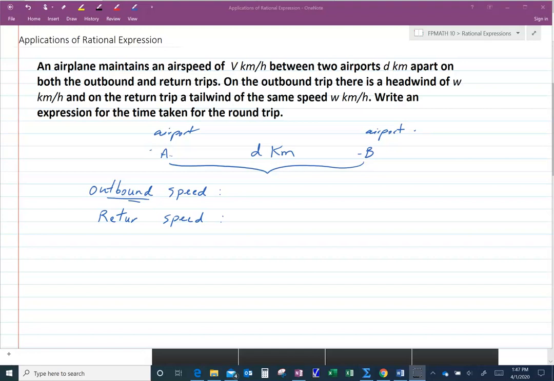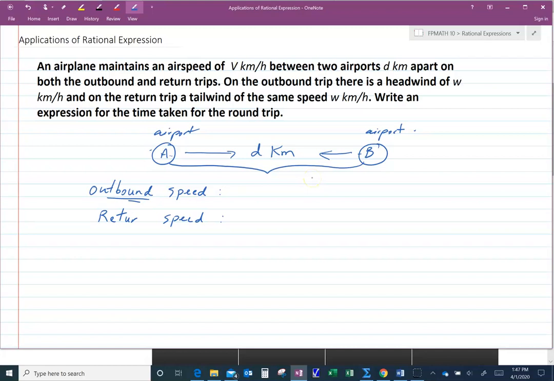Okay, so we have an airplane that maintains an airspeed of v kilometers an hour between two airports d kilometers apart. I put up a diagram, which is very helpful in this case. So two airports, airport A, airport B, there are d kilometers in distance between them. Here it is.